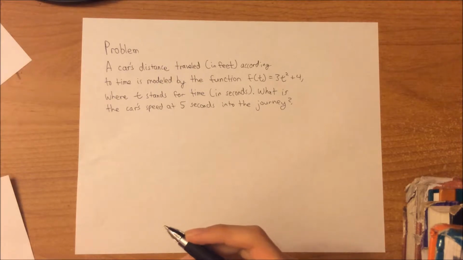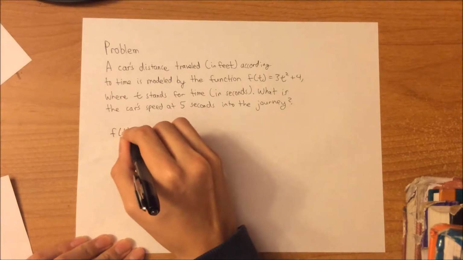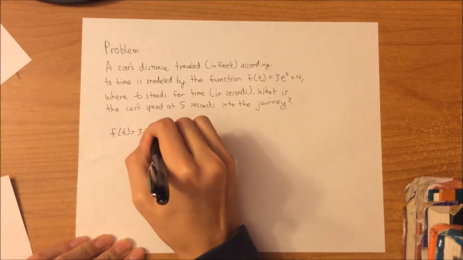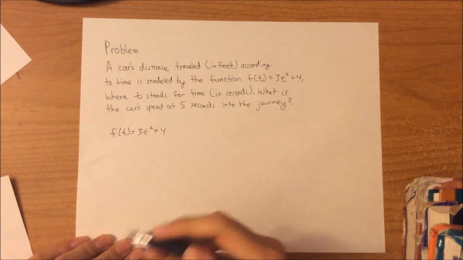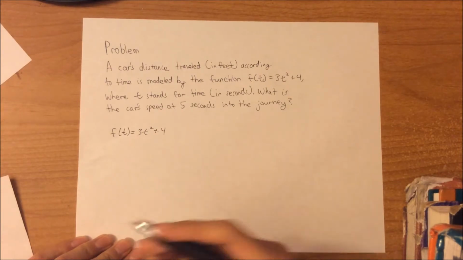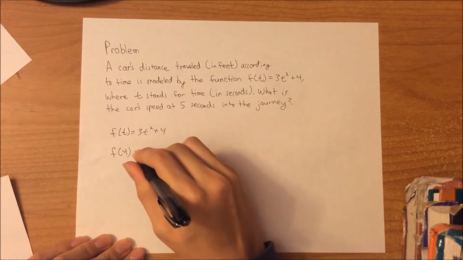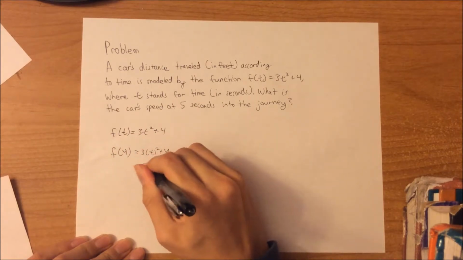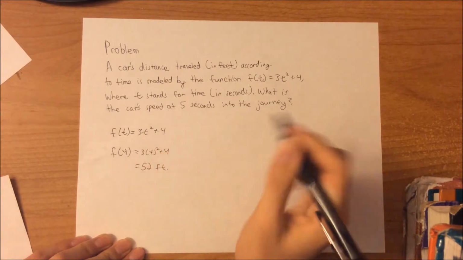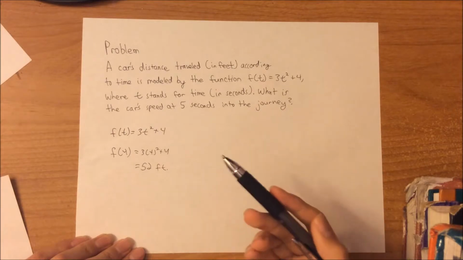Okay, so this problem gives us a function, which is f of t is equal to 3t squared plus 4. And what this function tells us is that given a time, we know the distance traveled by the car. So for example, at 4 seconds into the journey, the car would have traveled 52 feet. So again, given a time, we know the distance traveled by the car.